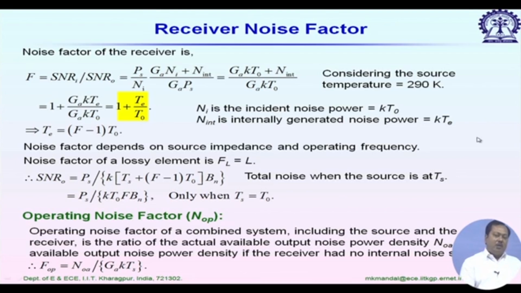If we have a lossy network, as I discussed, it will provide some insertion loss, or power will be attenuated by the two port network. If the loss is given by L, then simply its noise factor is equal to L.